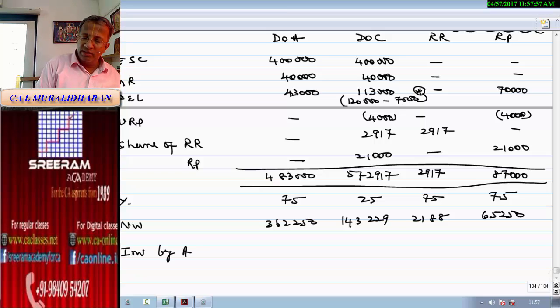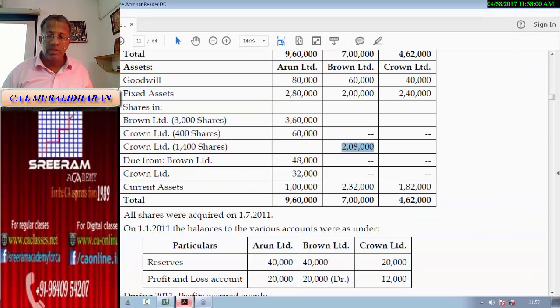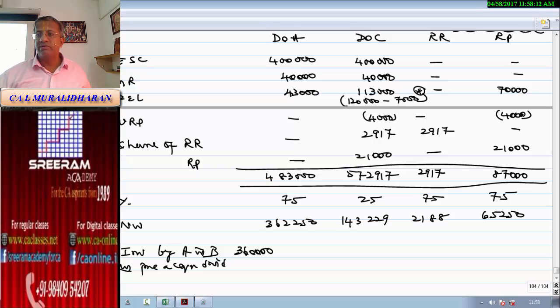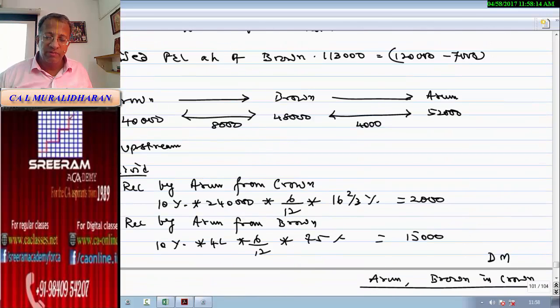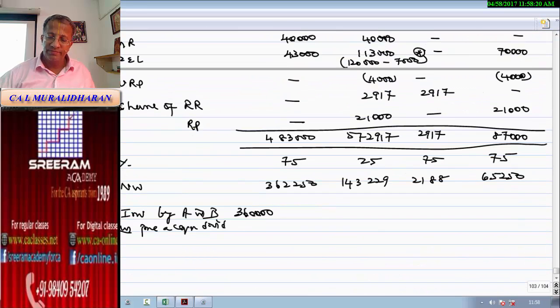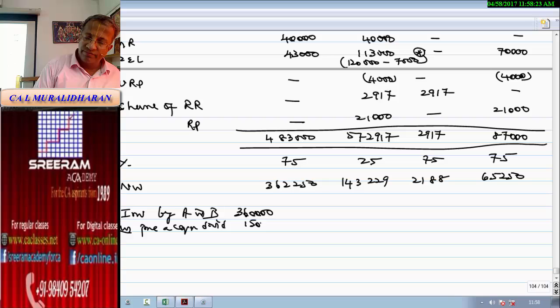Investments by A and B: 3 lakh 60,000 less pre-acquisition dividend. How much is pre-acquisition dividend? A from B, 15,000. 3,45,000. This would result in capital reserve. 362,250 minus 3,45,000 would result in 17,250.